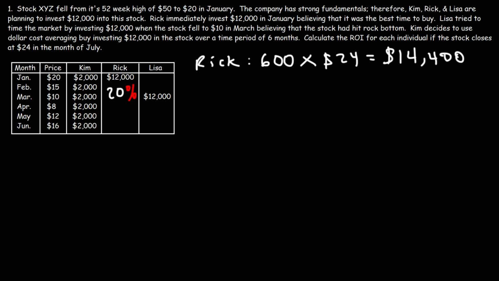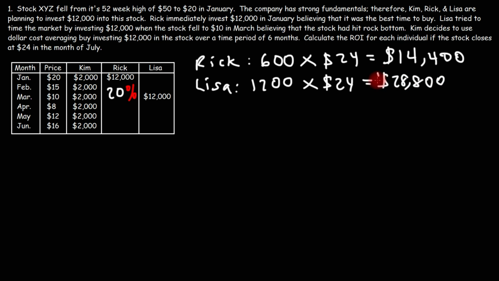Now let's calculate Lisa's ROI. Lisa invested the same amount of $12,000, but when the price of the stock was $10. So if we take 12,000 and divide it by 10, Lisa bought 1,200 shares. Now the reason why she owns more shares is because she bought it at a lower price. Now she's going to sell it at $24 in the month of July. So she's going to receive $28,800 when she sells her shares.